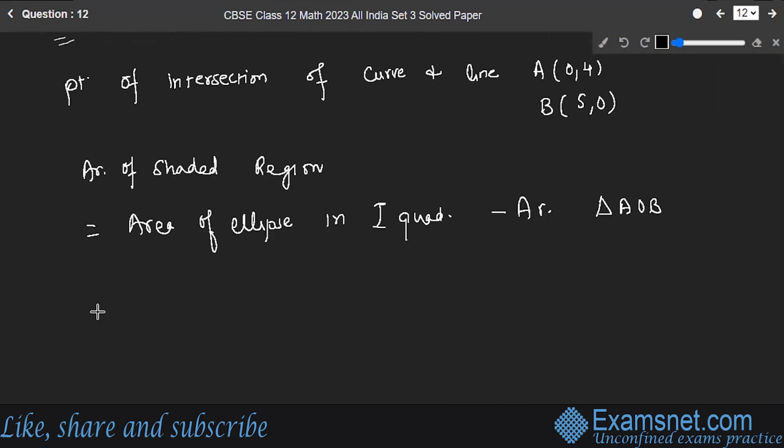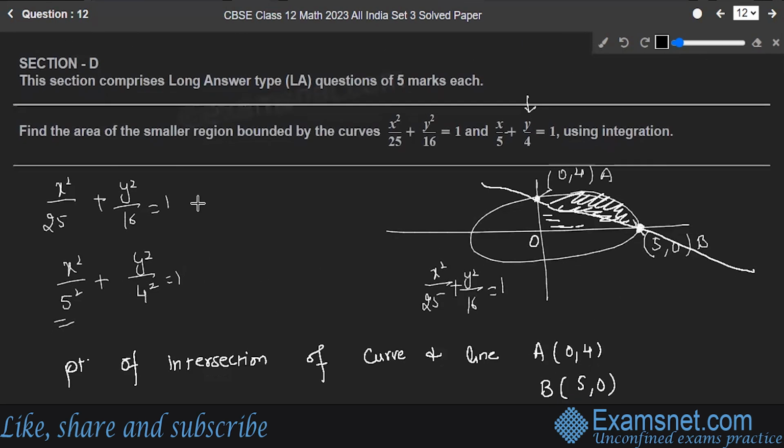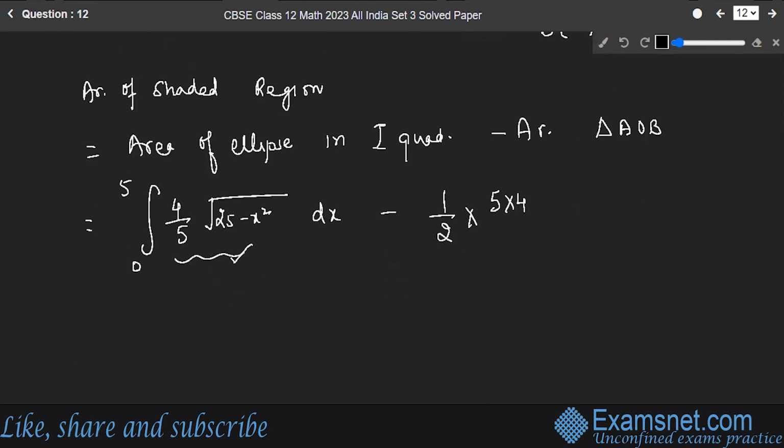Now, this will be given by integration limit 0 to 5, because we are talking about the first quadrant, 4 by 5 root of 25 minus x square dx minus area of AOB, which is half into base into height, that is half into 5 into 4. And how do I get this one? I hope you can understand that. So from here, you will say y square is equal to 1 minus x square upon 25, y square upon 16. On solving this whole thing, you will get this expression.